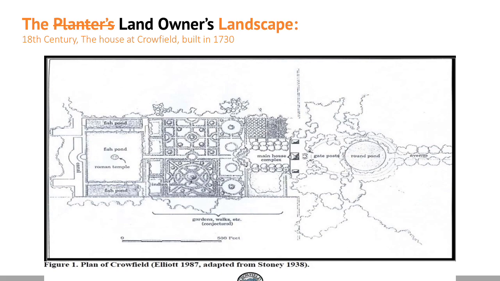This is a plan for the landscape at the Crowfield House. Built and occupied during a similar time as the McLeod Plantation. Take a look at what we're seeing in this landscaped plan. What's the treatment of nature? Is it wild and free and just as it was found?